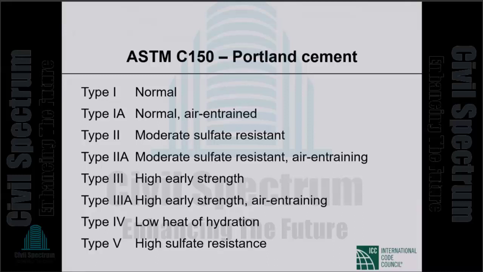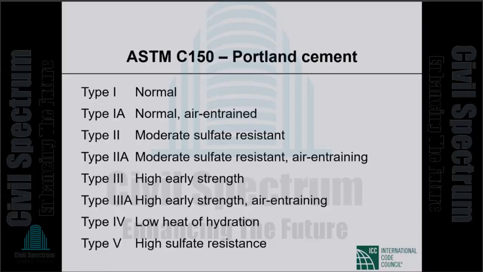C150 Portland cement, this is the American standard that is followed throughout the United States and in some parts of the world. So C150 cement also comes in 5 types: type 1, type 2, type 3, type 4, type 5. Type 1 is normal, type 2 is moderate sulfate resistant, very important. If there is sulfate in the soil, you may want to go for type 2 cement. Type 3 is high early strength. I think the name tells you what it is. Type 4, low heat of hydration.